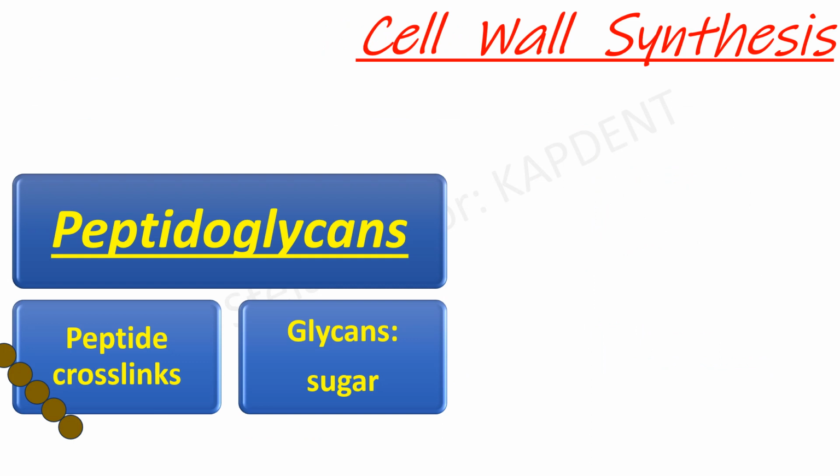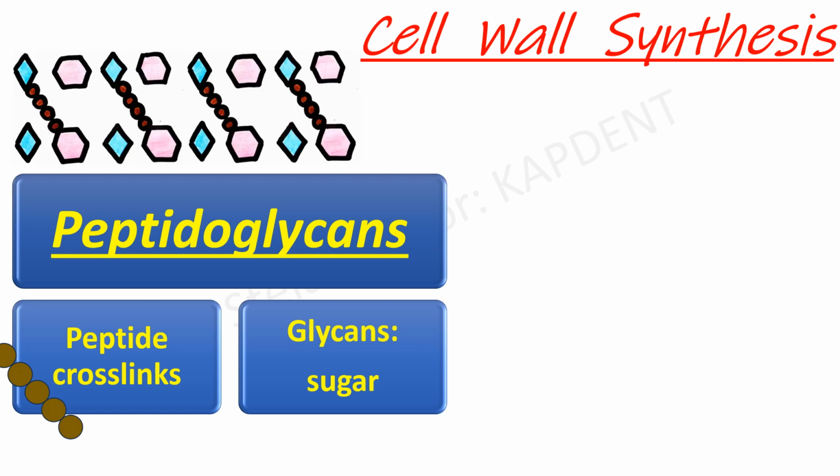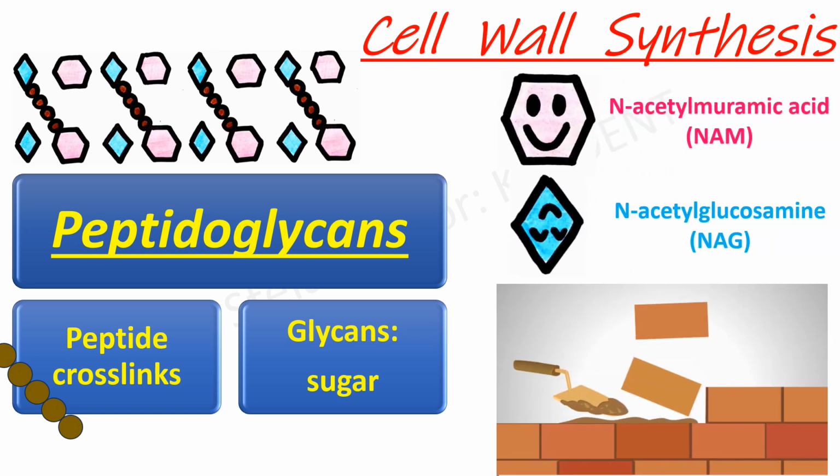As we now know, the cell wall is composed of peptidoglycans. Now this term, peptidoglycans, can be split into two words, that is peptides and glycans, where peptides refer to the peptide crosslinks and glycans refer to the sugar. And in the case of cell wall synthesis, there are two sugars which act as the building blocks, namely N-acetyl-muramic acid or NAM and N-acetyl-glucosamine or NAG.